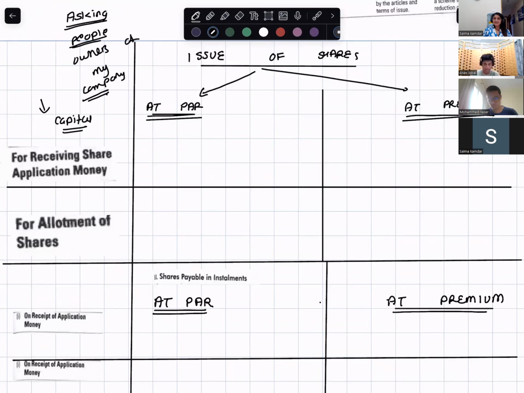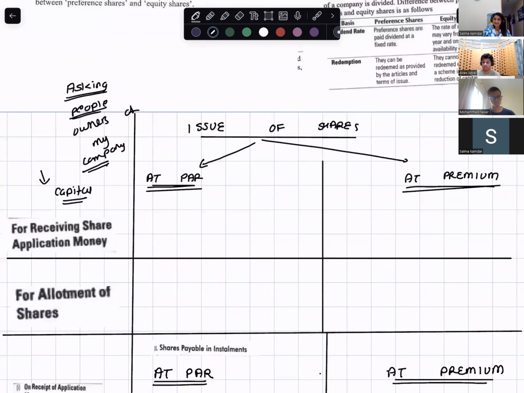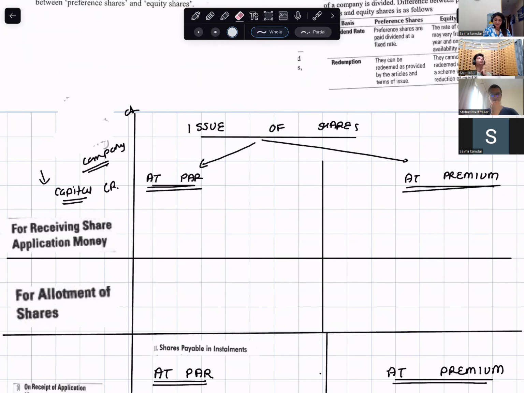And capital always has what balance? Credit balance. Very good. So what are the steps that we follow when I issue the shares?